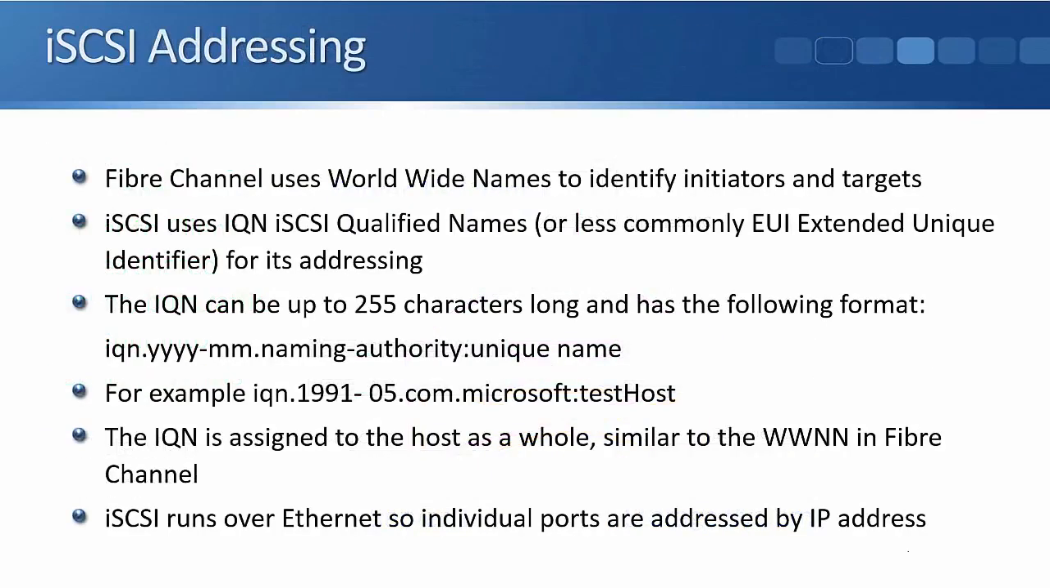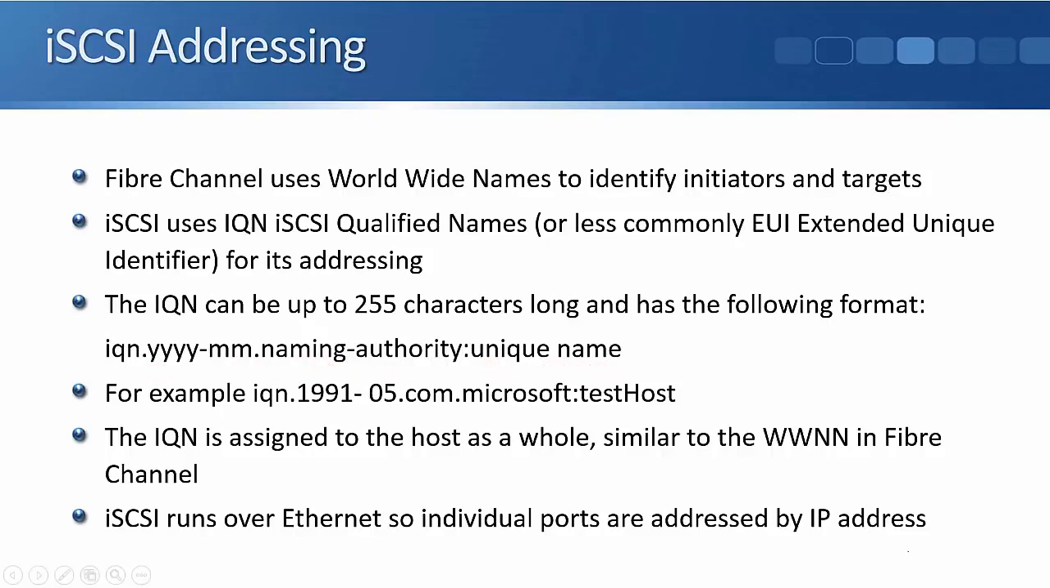On to the addressing now. So you saw in the earlier lesson that Fibre Channel uses worldwide names to identify initiators and targets. iSCSI uses IQN, which is iSCSI qualified names, or less commonly, it can use EUI, Extended Unique Identifier, for its addressing. The IQN can be up to 255 characters long and has the format that you see here.